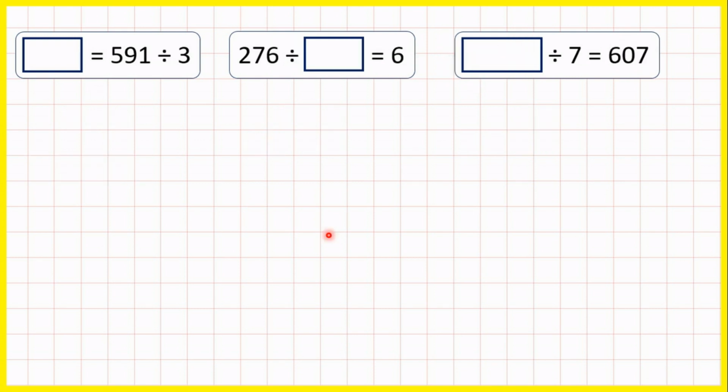So here we have some missing number division problems, but for this first question, the missing number is just the answer. That's because we have our problem, and it doesn't matter whether the equal sign is at the start, like it is here, or at the end, like it normally is. We do exactly the same thing. So we just need to divide 591 by 3. So we can use short division.